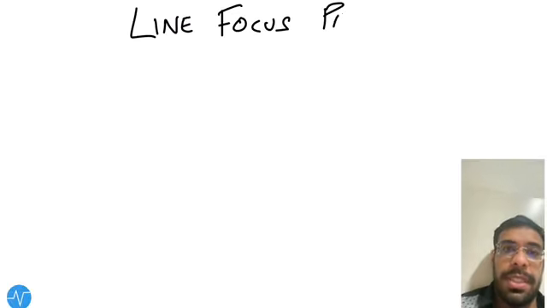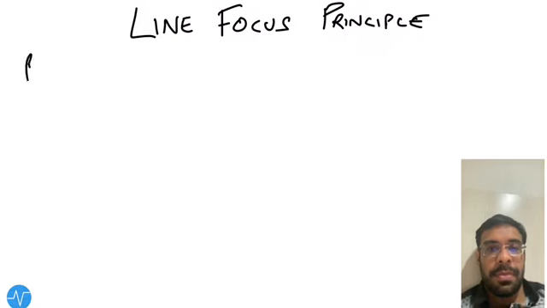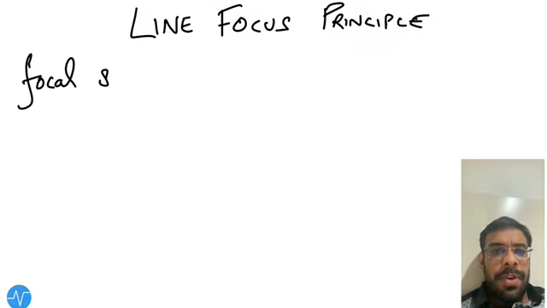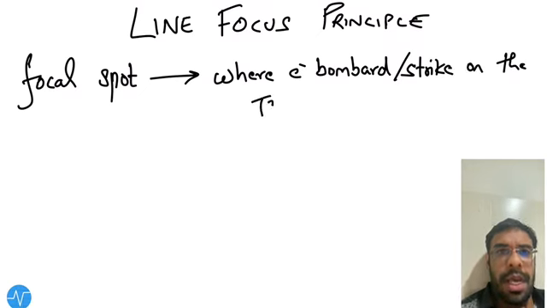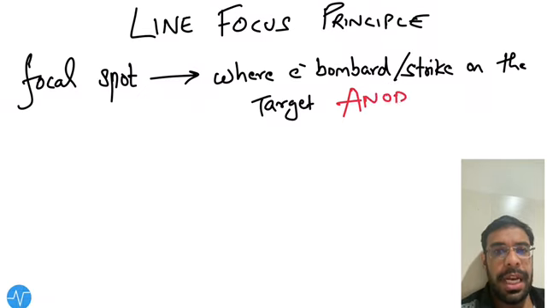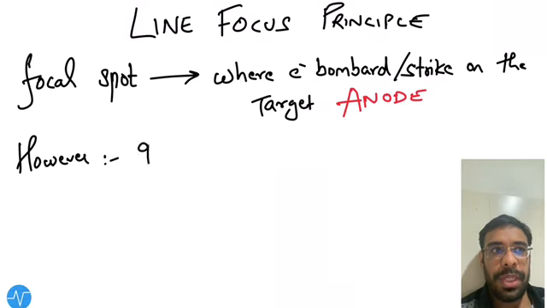Line focus principle. First, before learning the line focus principle, let us learn what a focal spot is. It is the area where the electrons bombard or strike the target anode. It means the electrons produced by the cathode go and hit the anode. That is the area known as the focal spot.